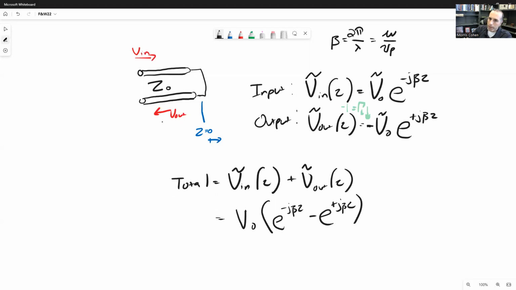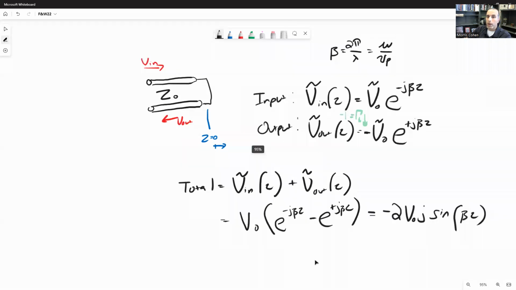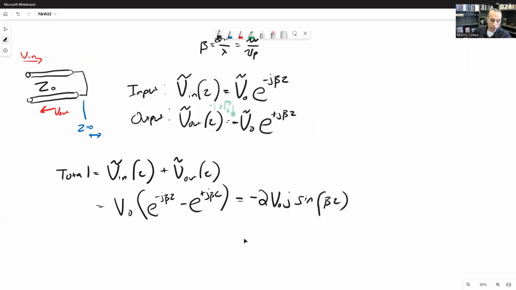This part right here, e to the minus j beta z minus e to the positive j beta z, you can actually describe a little differently. This is -2 times V0 times j times the sine of beta z. So this describes what we call a standing wave pattern, which is to say that at the load point at z equals 0, we have to have a voltage that's 0. But that's not necessarily true everywhere else. It's possible that we might have voltage in other locations.